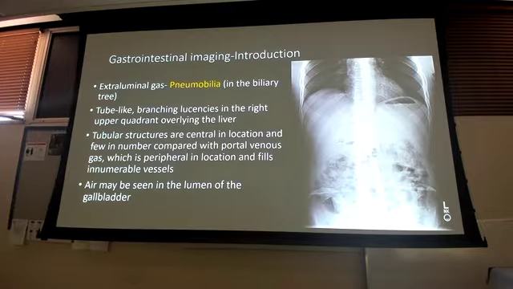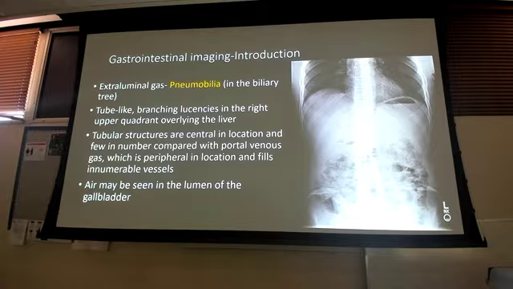Pneumobilia, air in the biliary tree. Remember how we talked about the air bronchogram, right, from the chest? Same concept here, only look in the liver section. I can see the biliary tree. It's more radiolucent. I can map it out. I shouldn't be able to do that. I can.